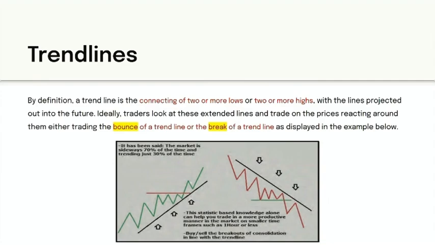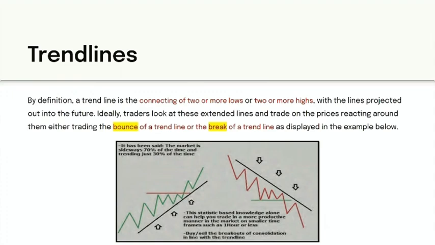So how exactly do you draw a trend line? Very simple. You connect two or more lows or two or more highs, and that gives you a line, which is your trend line projected into the future. Ideally, all the traders that use trend lines can accurately predict, to a certain extent, where price is going to go in the future. There are two ways to trade the trend line. Number one is the bounce, similar to the key levels earlier on. And number two is the break, retest, continuation.